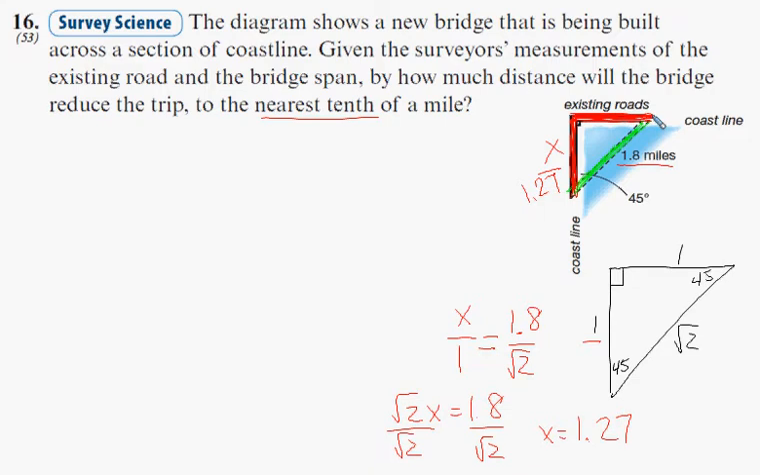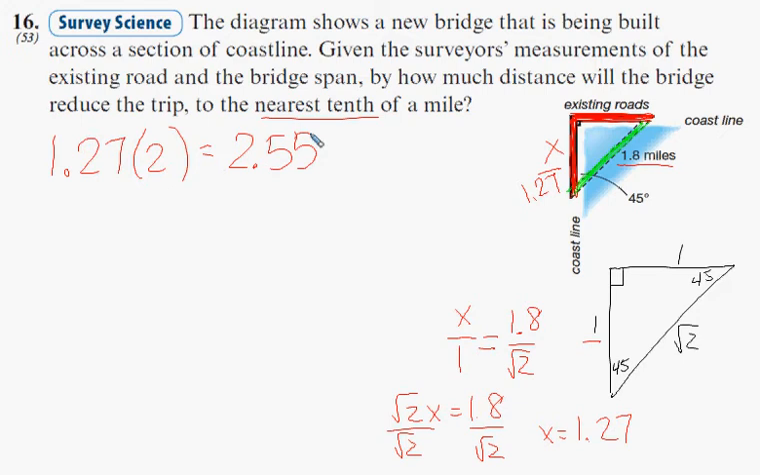So we know that 1.27 times 2 is going to be 2.55 miles. 1.27 times 2 is going to be equal to, is that 1.55? I wrote 2.55 when I worked this earlier. It's around there. So 2.55.